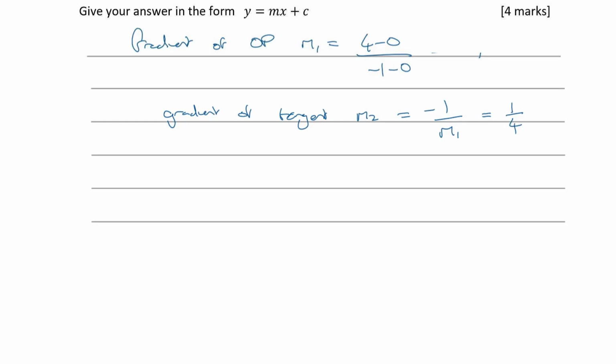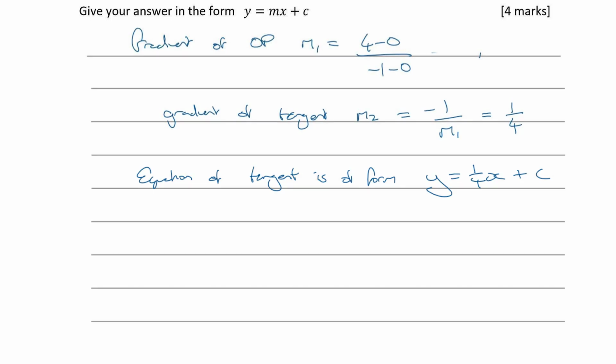So my gradient is going to be 1/4. So the equation of tangent is of the form y equals 1/4 of x plus c, where c is the y-intercept. Now we know that the line passes through the given point, which had coordinates minus 1, 4. So if we sub those two into the equation, we know that 4 is going to be equal to 1/4 of minus 1 plus c.